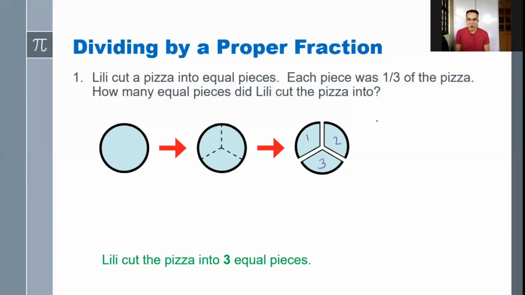Okay? Or we have here one whole pizza divided by 1/3, because we want to know how many thirds there are in one whole, and this is equal to 3 based on our finding. Okay, 1 divided by 1/3 is equal to 3. When you divide 1 by 1/3, it's the same as finding out how many thirds there are in one whole, and that is 3.